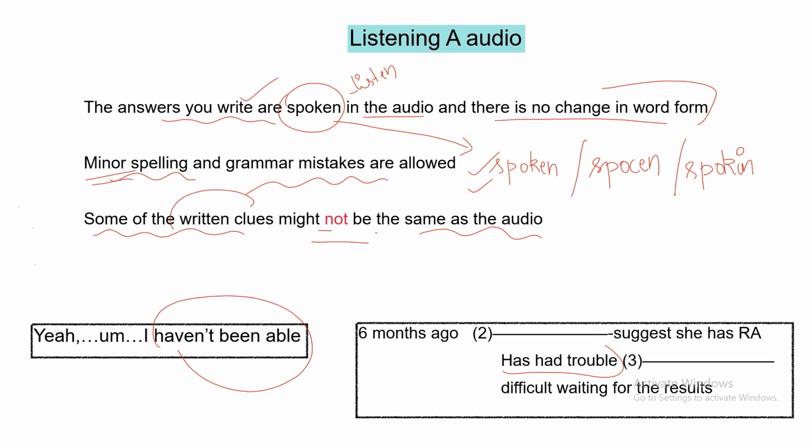Has had trouble. Can you see that this is exactly not what is written in the booklet? നിങ്ങൾ കേൾക്കുന്നത് സെയിം ആവണമെന്നില്ല. The written clues, so the information that is already provided, like even 6 months ago. 6 months ago could be said in different ways. 1 year ago could be said in different ways, right? Difficult in the word, it can be said in many other ways.